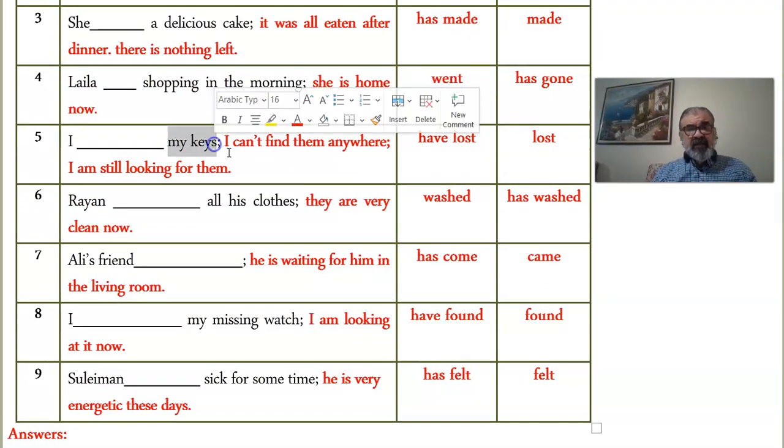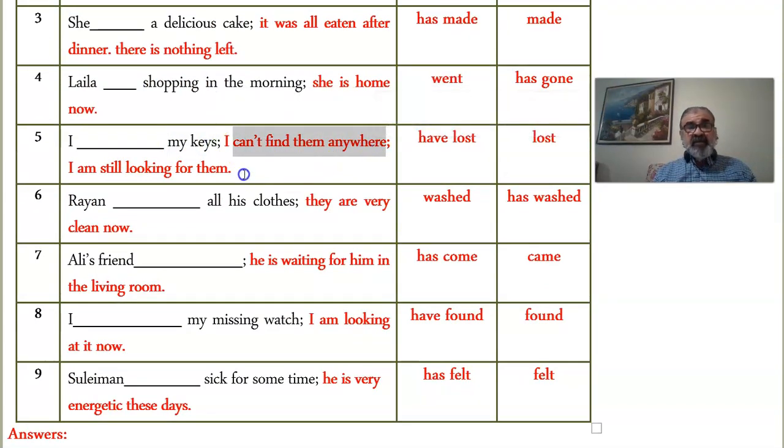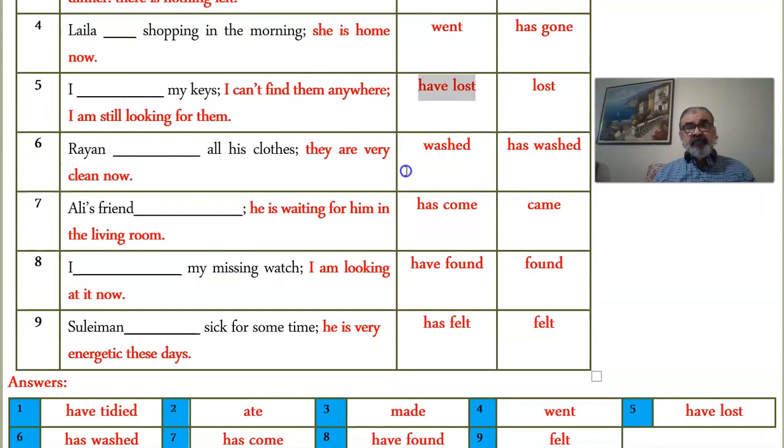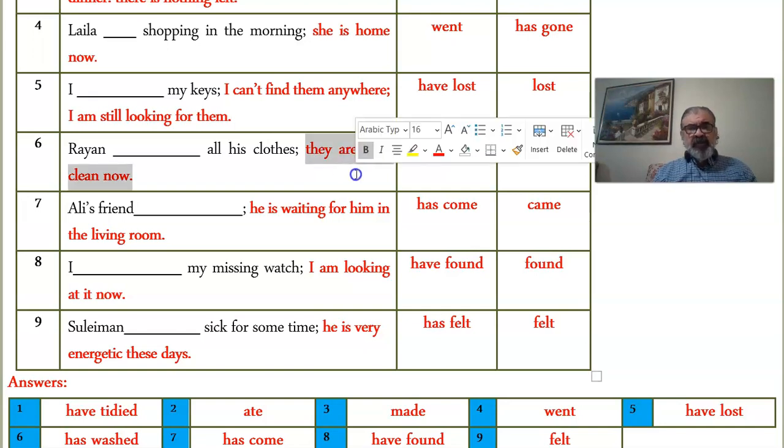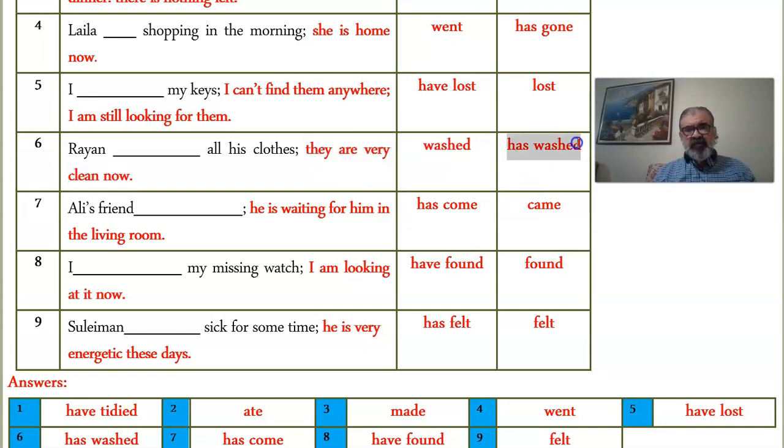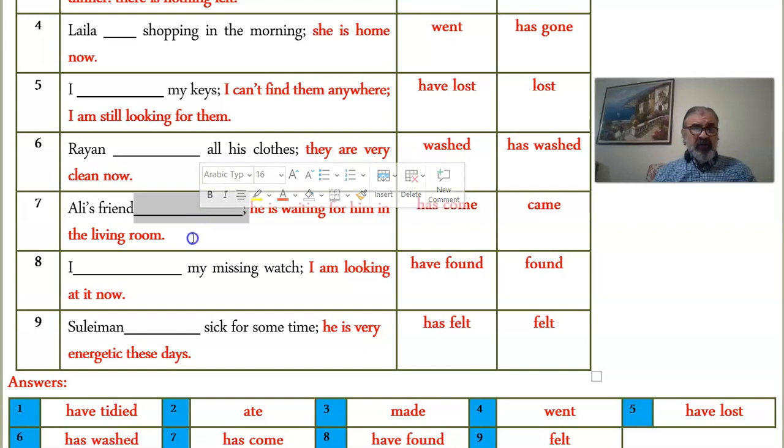My keys, I can't find them anywhere. I'm still looking for them. I have lost. Connected to the present. Ryan, all his clothes, they are very clean now. Very clean, connected to the present, with importance and consequence. He has washed. Ali's friend, he's waiting for him in the living room. He came up to visit him. So he has come. Because we're still connected to the present, with consequence and importance.